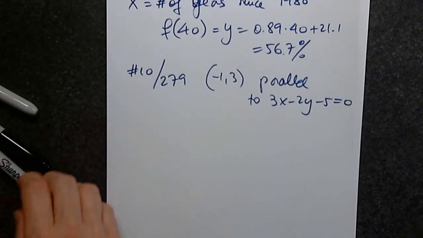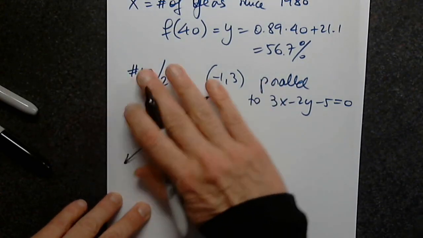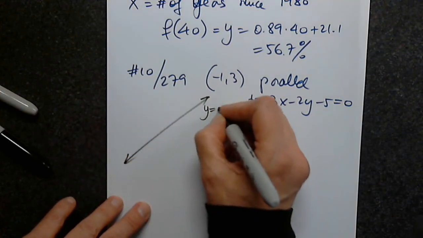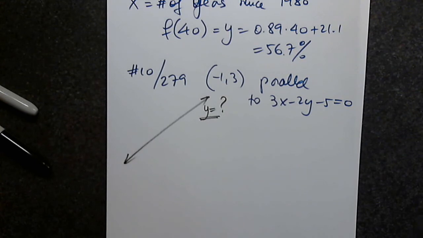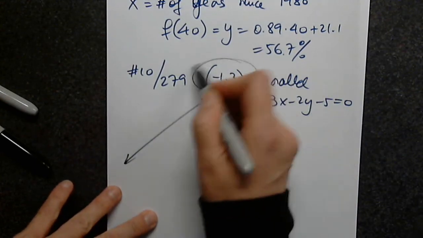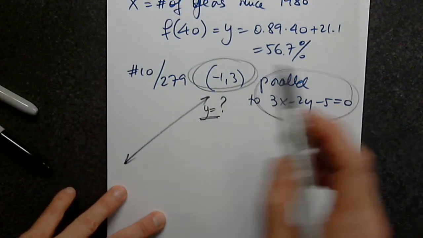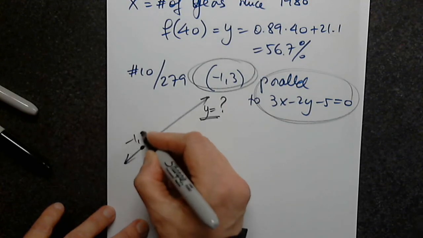Okay, so here's the idea. I'm not graphing anything exactly, I'm just giving you the idea. We have a line whose equation we're interested in finding, and we have two pieces of information. We know two things about this. This is the first one: somewhere along the line, I have (-1, 3).